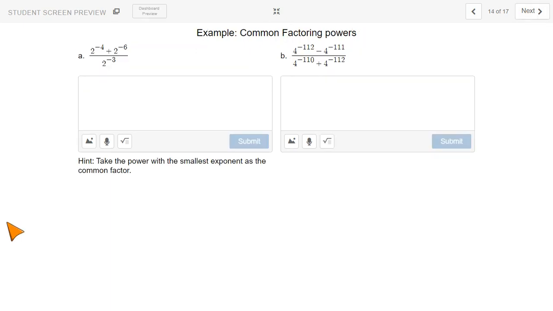Let's do this last example here. Common factoring with powers. This is a bit of a challenge question, but it's fun because this is something that is going to combine our knowledge of exponent rules and factoring together. So here's the hint. Let's take the power with the smallest exponent as the common factor. Now, since these are negative numbers, the smallest number would be a negative 6. We're going to factor out 2 to the power of negative 6 in both the top and the bottom.